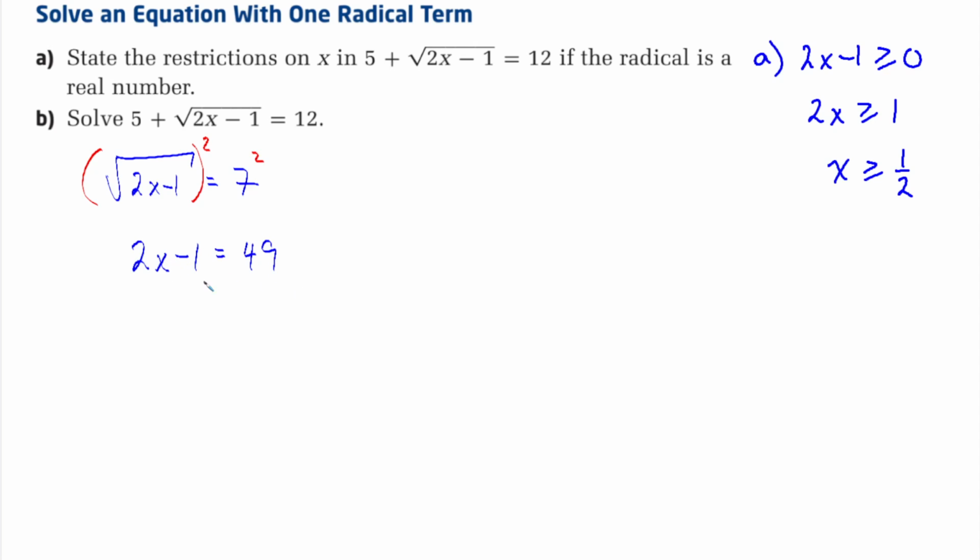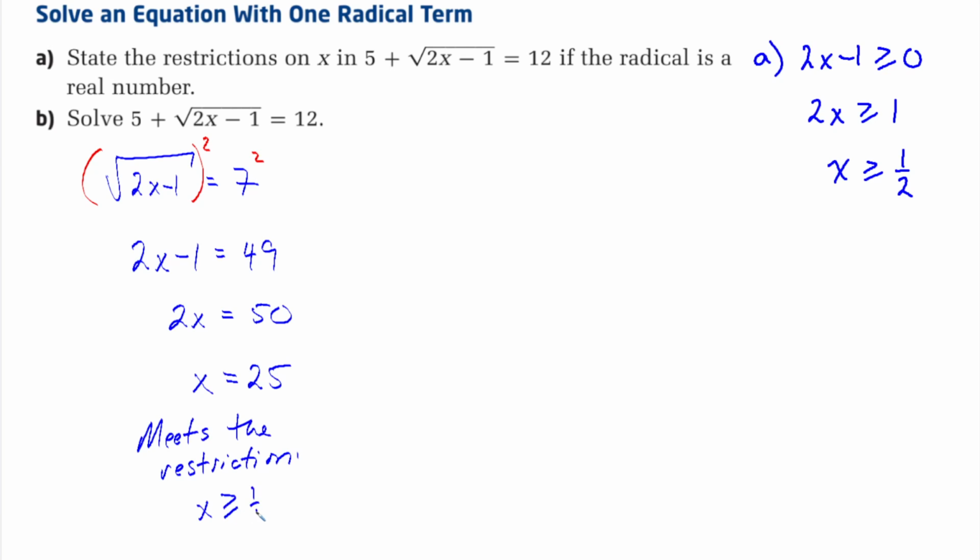Now to solve, I'm going to add 1 to both sides, so 2x equals 50. Last but not least, I'm going to divide both sides by 2, so x equals 25. That's our solution. We have to check now, does it meet our restriction? Yes, it meets the restriction. 25 is greater than or equal to 1/2, so it meets the restriction, check. X is greater than or equal to 1/2.